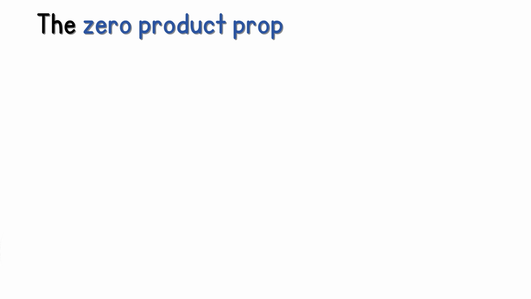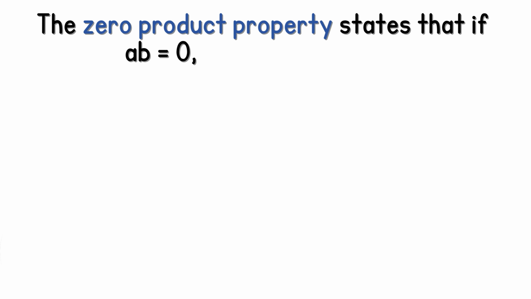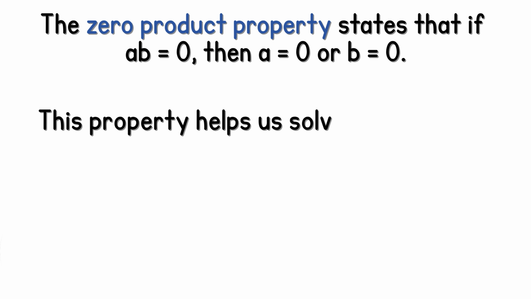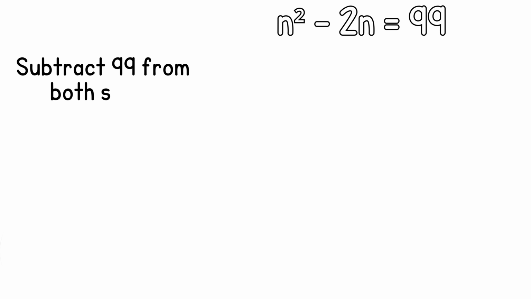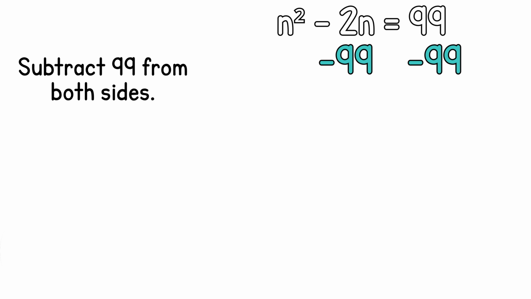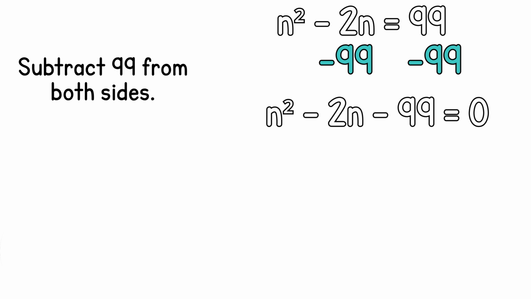The zero product property states that if a times b equals 0, then a must be 0 or b must be 0. This property helps us solve equations in factored form if we can set the equation equal to 0. So if we have an example like n squared minus 2n equals 99, then we'll subtract 99 from both sides so we can set this equal to 0. After we subtract 99 from each side, we'll get n squared minus 2n minus 99 equals 0.